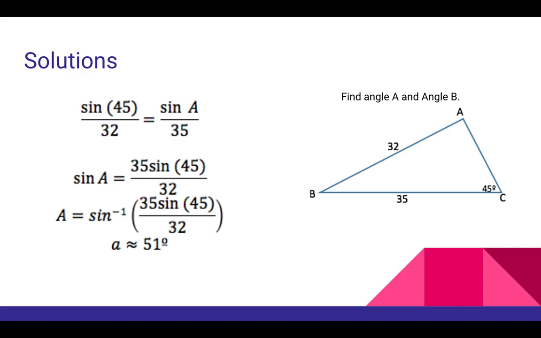Here's our second triangle. I needed both angles A and B. So I set up to find angle A, which was 51. Now if I wanted angle B, it's just a simple triangle. 51 and 45 make 96. That all has to add up to 180 with angle A, so angle A must be 84 degrees.